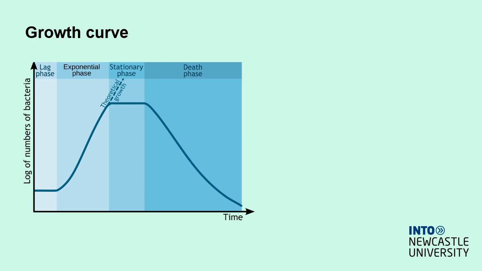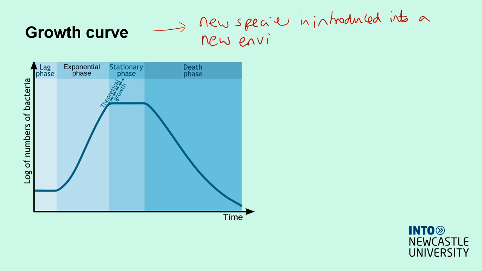Population ecology can be shown on a growth curve, and this shows us what happens when a new species is introduced into a new environment. And when you do this, you get a characteristic pattern of the growth curve.